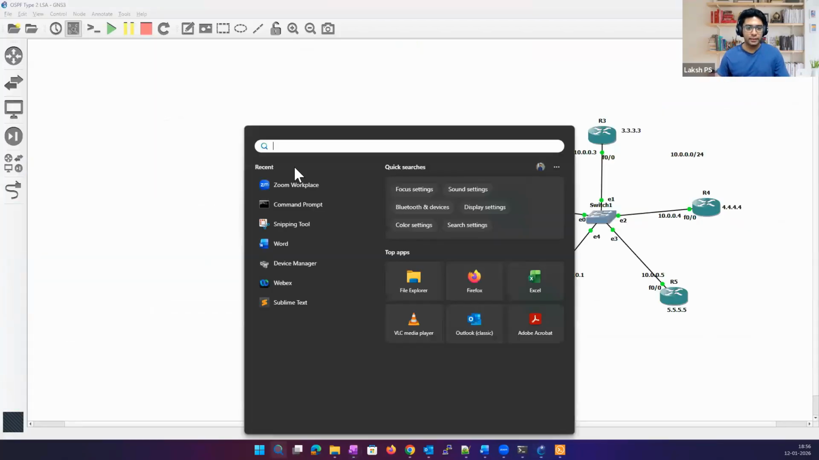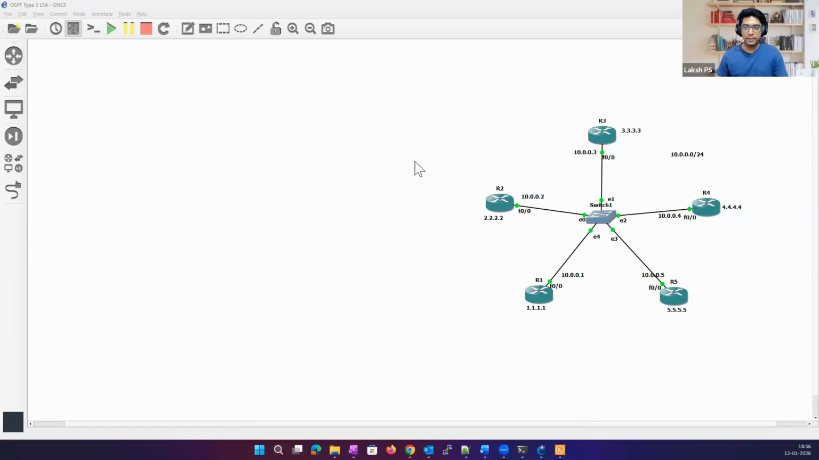So over here, you can see that there are 5 routers: R1, R2, R3, R4, and R5. These are the 5 routers that we have in the diagram. They all are connected through a switch. We can see the loopback addresses 1.1.1.1, 2.2.2.2, 3.3.3.3, 4.4.4.4, and 5.5.5.5 of each router, and their interface IP addresses as 10.0.0.1, 10.0.0.2, 10.0.0.3, 10.0.0.4, and 10.0.0.5. These are the IP addresses of those routers.